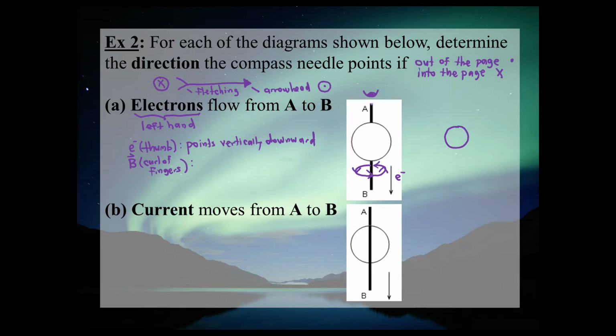Now, going back to this problem right here, the electron flow is going from your eyeball. It's going away from you. So the way we would represent this is with an X here. Now, what I'm going to do is draw a circle around this to represent the direction of the magnetic field.